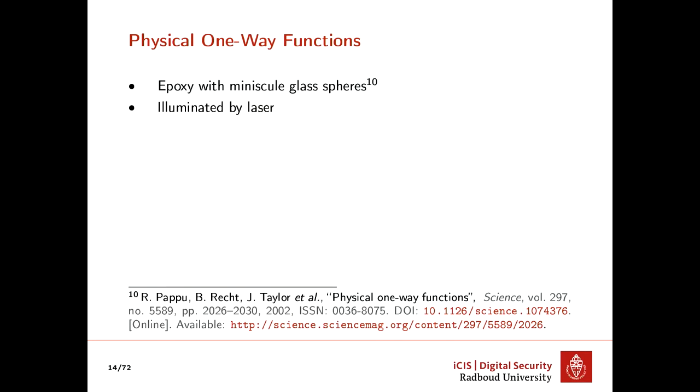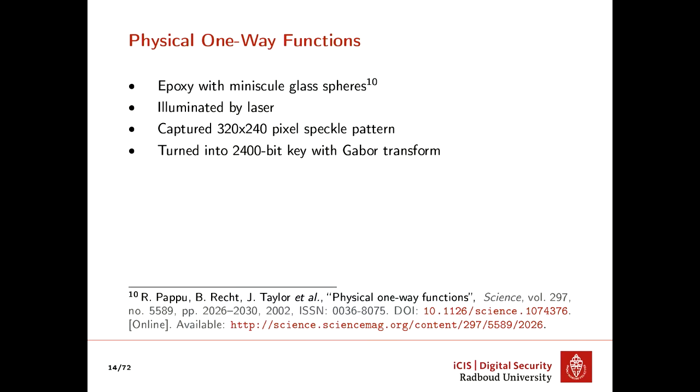I say sphere, I mean, what's it called? Cuboid? Something like that. And then you illuminate it by laser. And then you get a speckle pattern out of that, because the laser will disperse in a really unpredictable pattern, and you capture that at 320 by 240 pixels. You turn that into a 2400-bit key with a so-called Gabor transform. I have no idea how the math behind that works, because that's not my field of expertise.